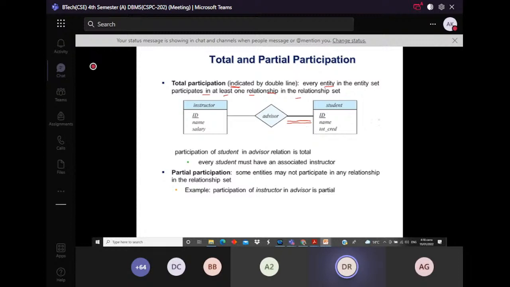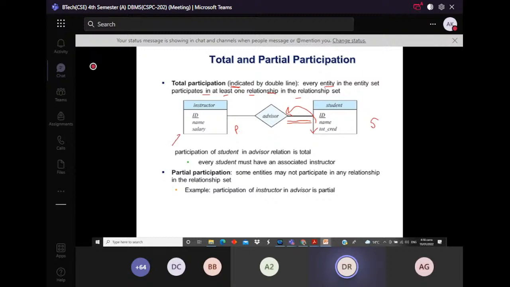What is the meaning of this? That is, if a student is there, then at least one faculty member should be advisor of this student. So that means every student should participate in this relationship. But at this side, you are seeing a single line, which means it is a partial participation. What is the meaning of this?